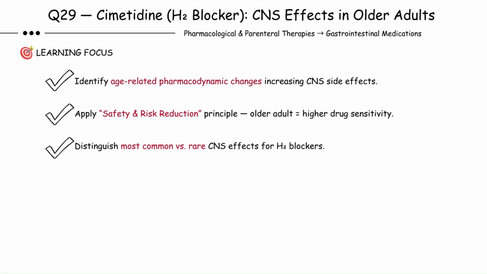Key takeaway. With cimetidine, the most frequent CNS effect in older adults is confusion. Always think elderly plus H2 blocker equals mental status changes. Let's move on. All right, question 30.